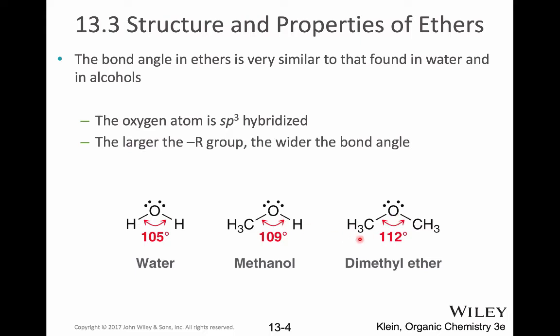And again, here the bond angle is less than ideal because these lone pairs are pushing these two bonds closer together, pushing this OH bond and this OH bond closer together. As you start making these groups bigger, the bond angle starts to increase.